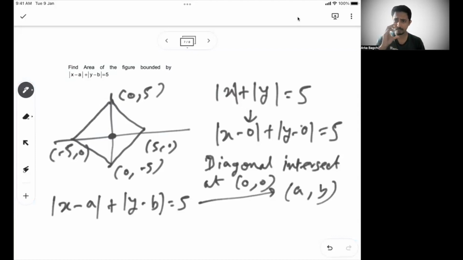But think of this. What are they asking? The area of the figure. The area of the figure is half into the product of diagonals.